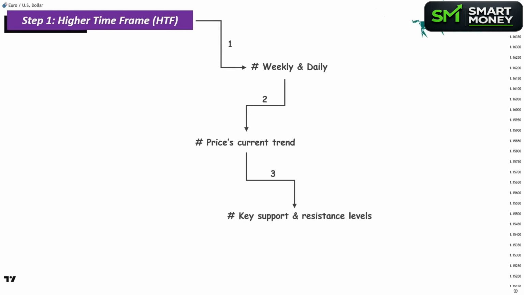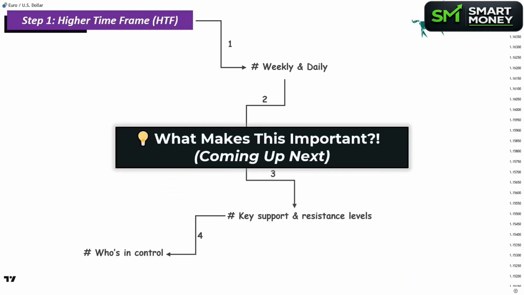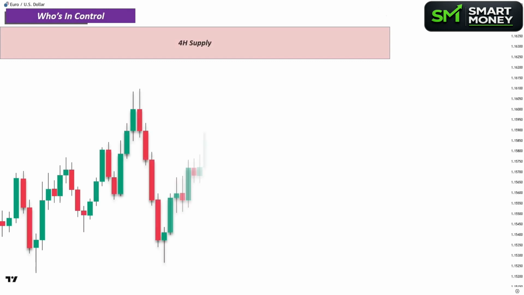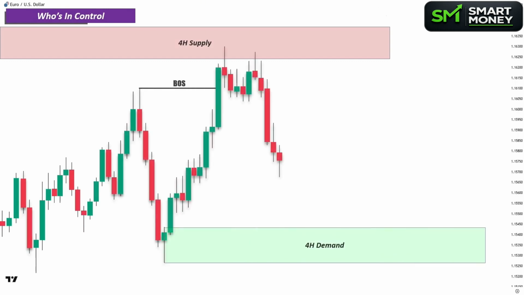The next important part of higher time frame analysis, especially if you use daily or the 4-hour chart as your main higher time frame, is identifying who is in control, buyers or sellers. So what makes this important? Identifying which side is in control is crucial, because if you don't know whether buyers or sellers are dominating the market, there's a high chance you'll end up trading against the real direction.